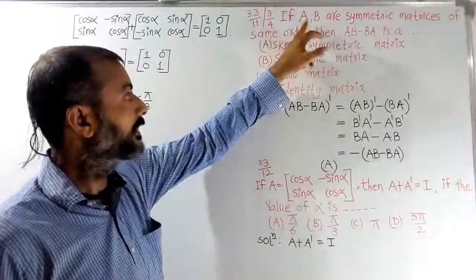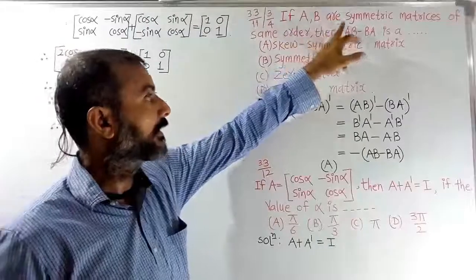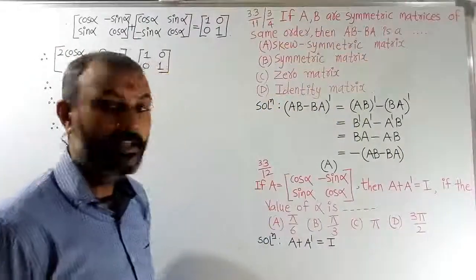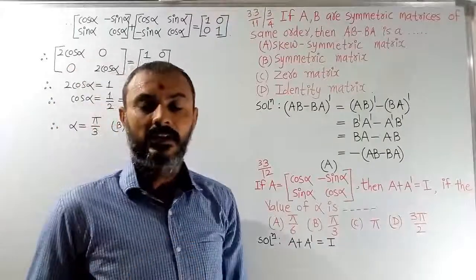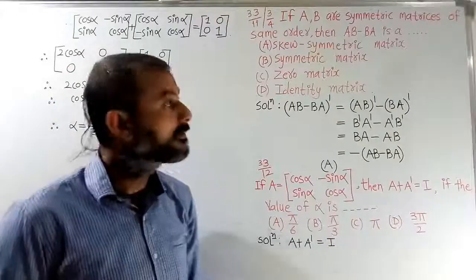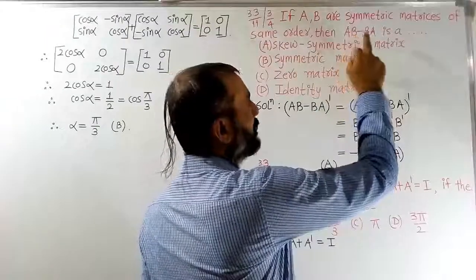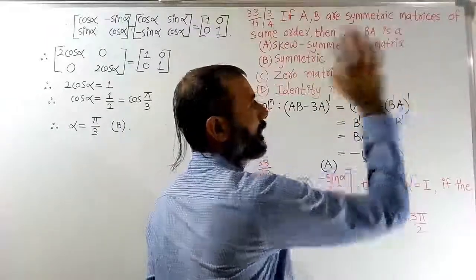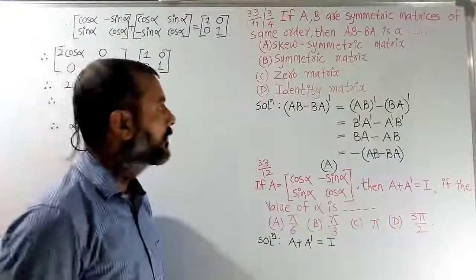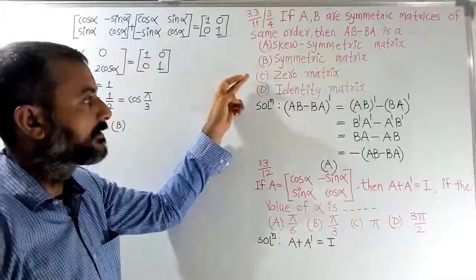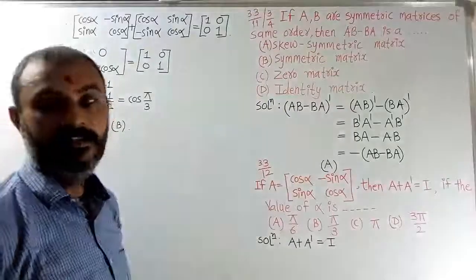If A and B are symmetric matrices, you know symmetric means transpose equal to the same matrix of the same order, then AB minus BA is a blank. So options: skew symmetric matrix, zero matrix, identity matrix.